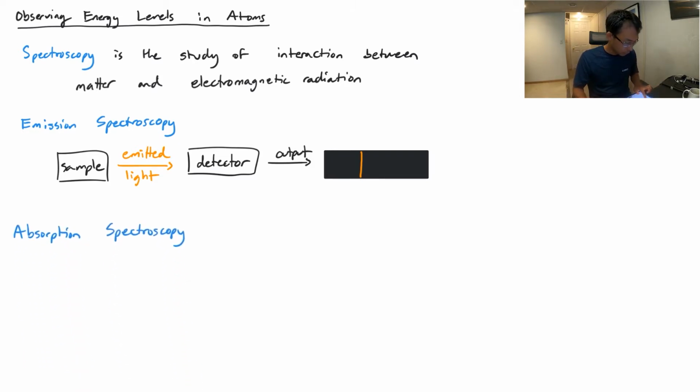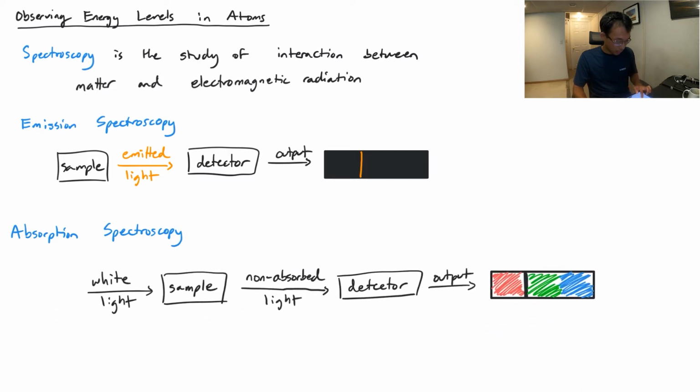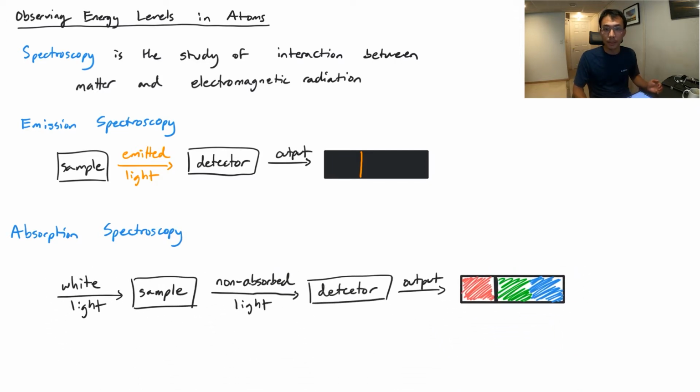The opposite of emission spectroscopy is absorption spectroscopy. In that case, what's happening instead is that we're taking generically white light, and white light means all wavelengths of light, and we are shining that at a sample. Then what we're looking for is what does the sample absorb and what does it not absorb, right?